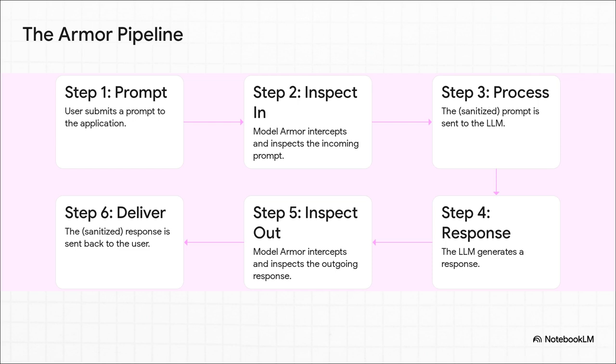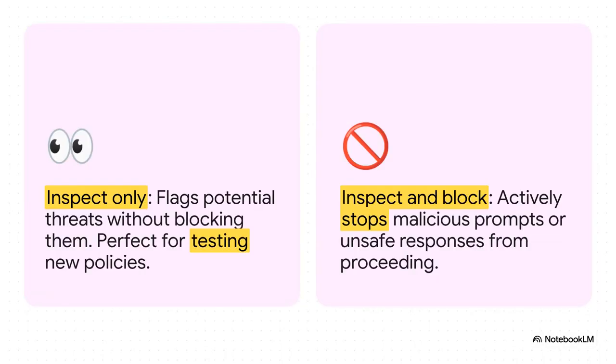But wait, before that response goes back to the user, Model Armor grabs it again, this time checking the output for any trouble, like data leaks or nasty content. It's a two-way security checkpoint for every single conversation. And the cool part is, you're in the driver's seat. You get to control exactly how this checkpoint works.